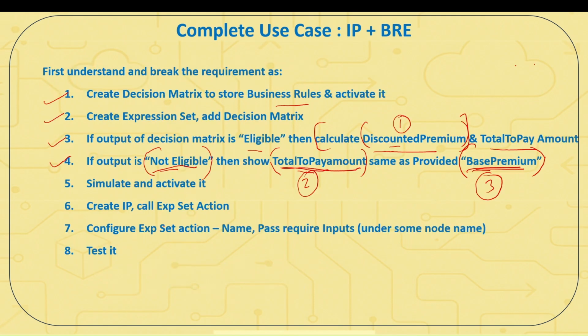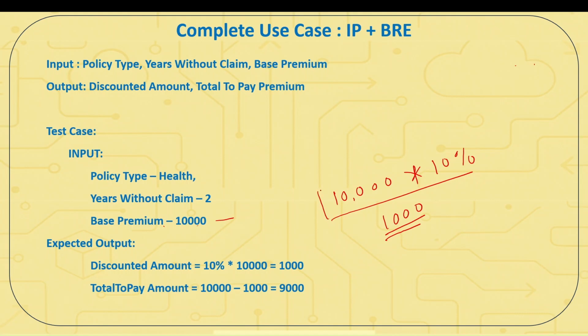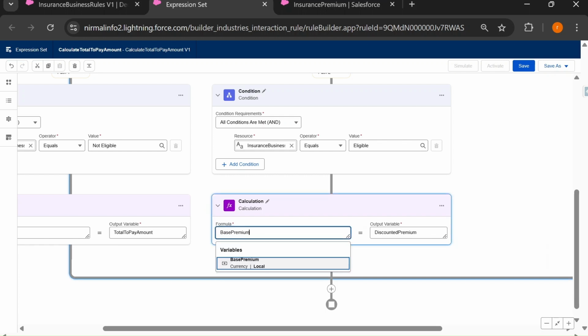For example, if my base premium is 10,000, and I'm getting a discount of 10%. So 10% of 10,000 is 1,000. So my discounted amount is what? 1,000. I'm getting a discount of 1K. So what I'm doing is base premium times discount percent or bonus percent. So write down here base premium, which we will be getting as an input, multiplied by bonus percent.